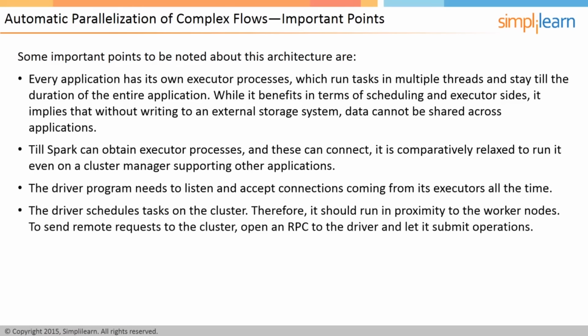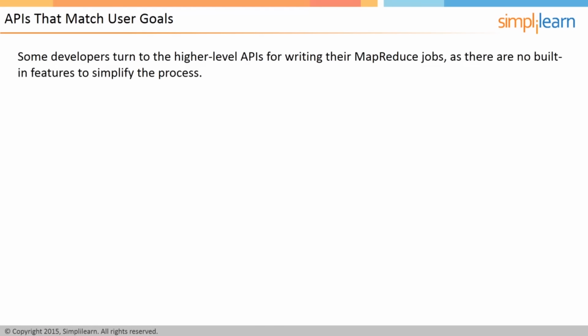As a developer, when you work with MapReduce, you generally get forced to combine basic operations to make them custom mapper reducer jobs. This happens because there is no built-in feature that could streamline this process. Therefore, some developers turn to the higher-level APIs for writing their MapReduce jobs. These APIs are provided by frameworks such as Cascading and Apache Crunch.